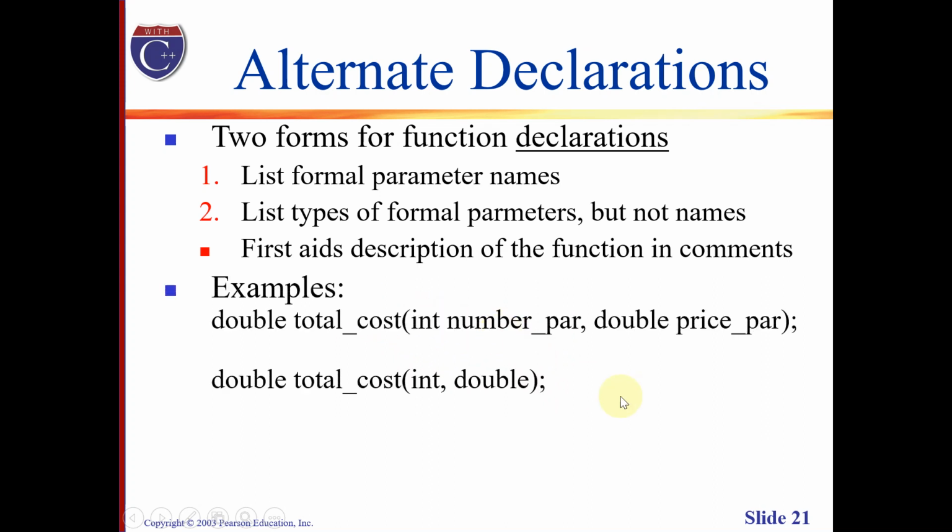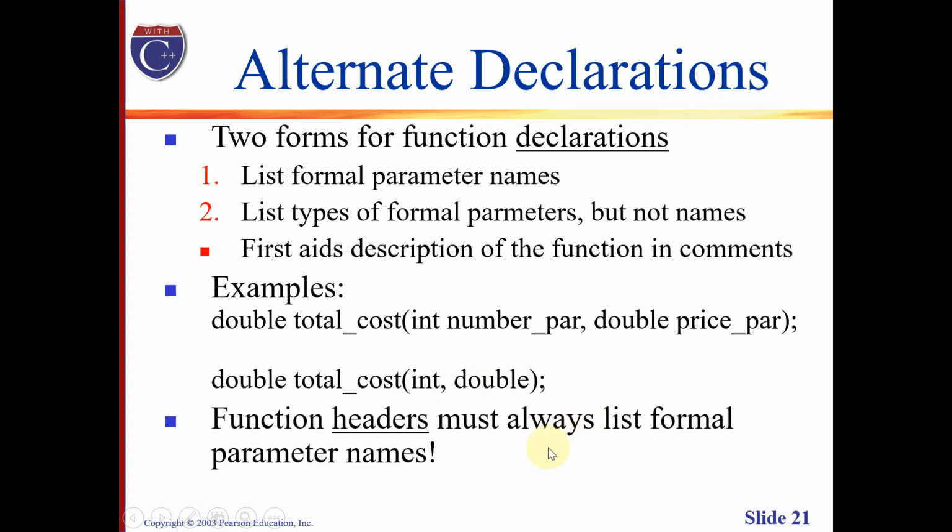We have the following examples. In the first example, we declared our function as well as indicated the data type and name of our parameters. In the other example, we simply indicated the data type of our formal parameters. Of course, function headers must always list formal parameter names.